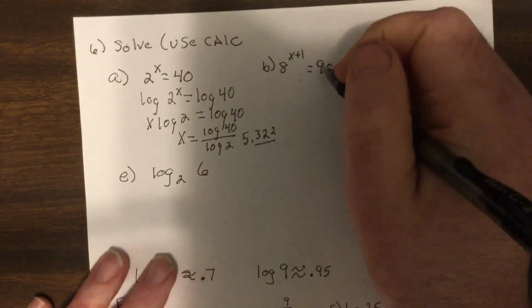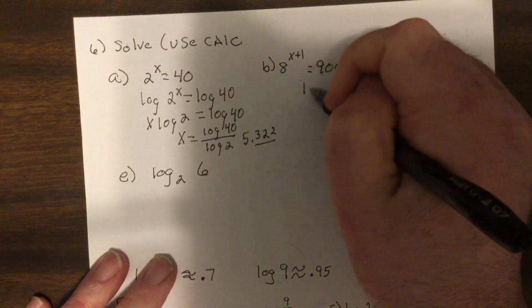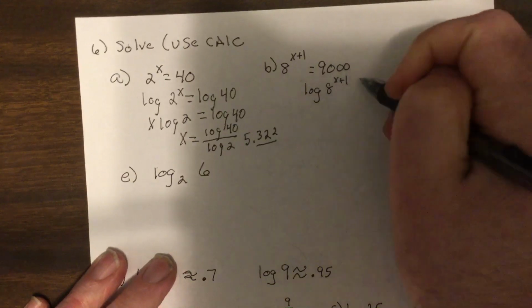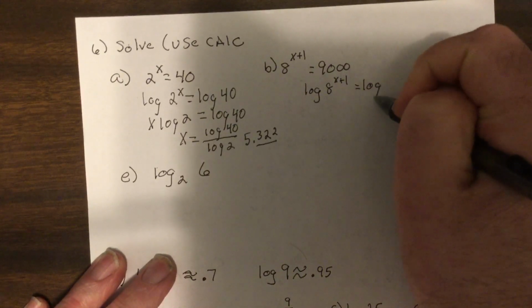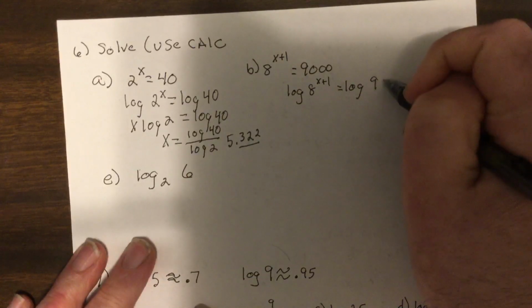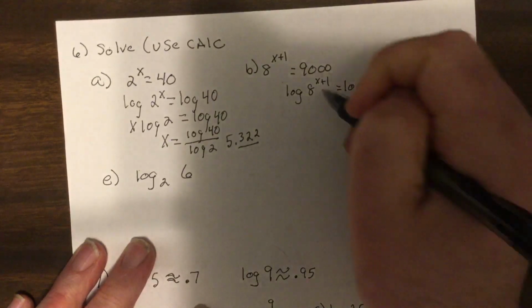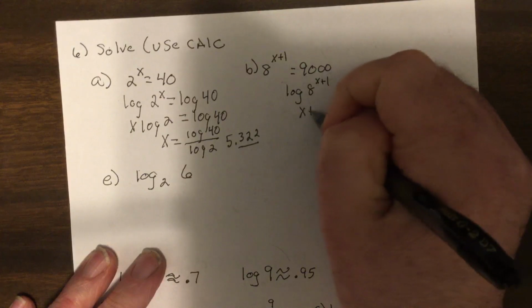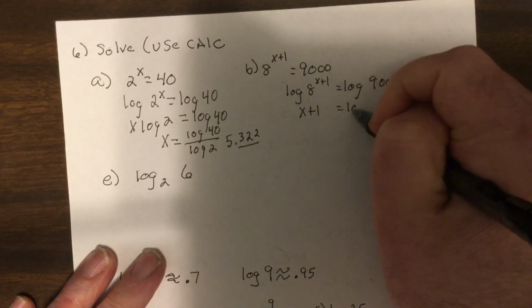So again, here I take the log of both sides. So log of 8 to the x plus 1 equals log of 9,000. So I'm going to bring the x plus 1 out and divide by log of 8.